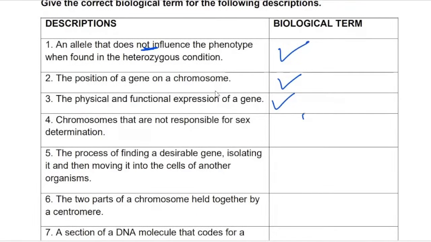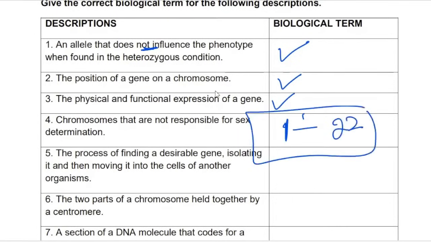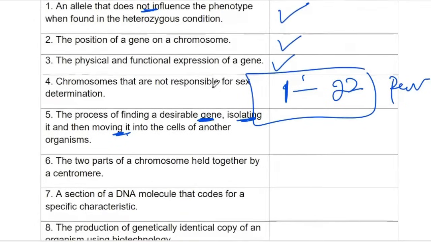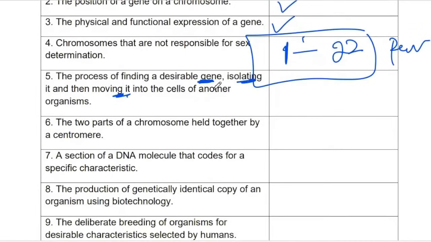The chromosomes that are not responsible for sex determination, we call them autosomes. Remember, we have the gonosomes and the autosomes. So from chromosome pair number 1 to pair 22, we call them autosomes. Then the process of finding a desirable gene, isolating that gene, and then moving it to the cell of another organism, we call genetic engineering, or genetic modification, because you are modifying the genetics of another organism.